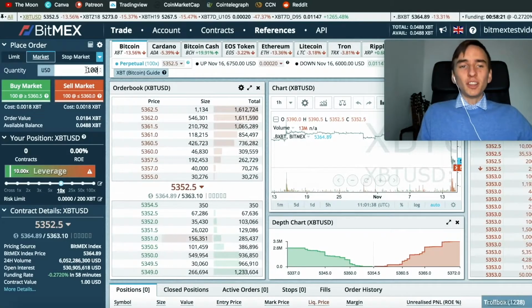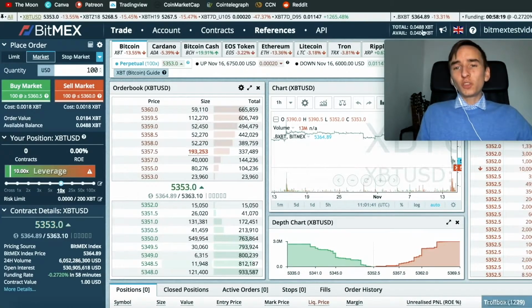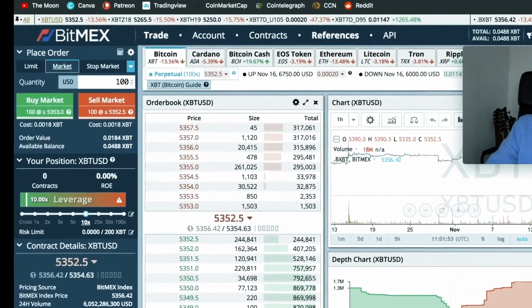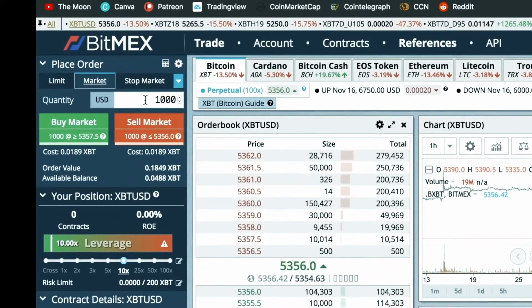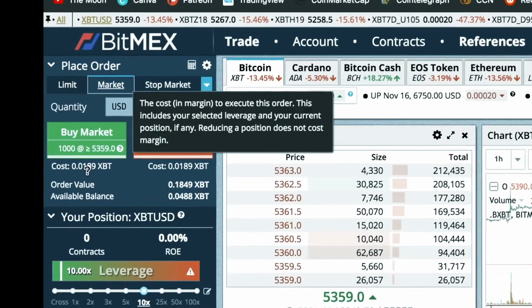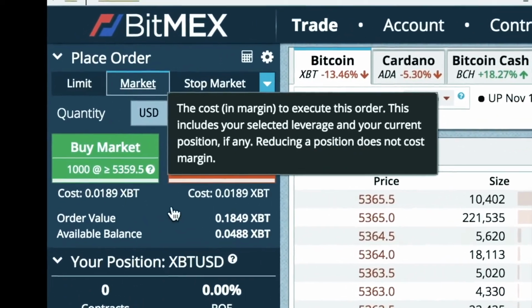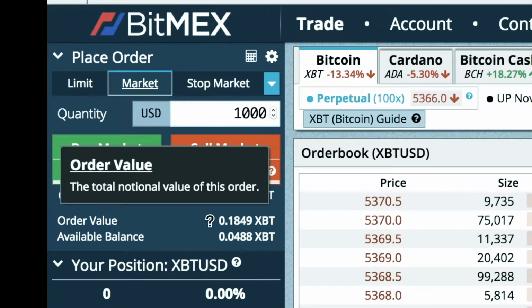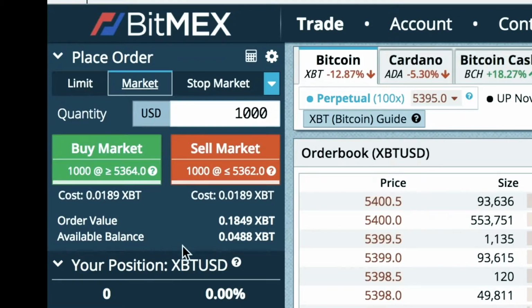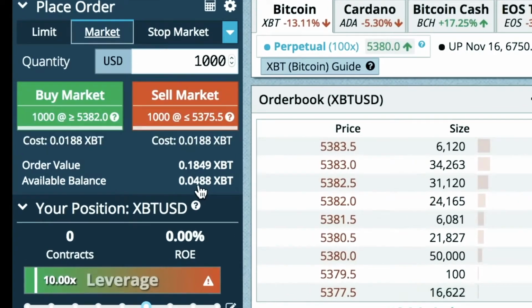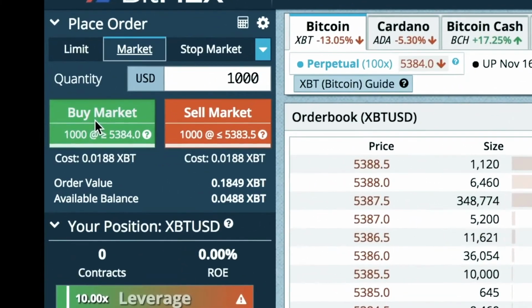Alright, but let's try to put in a long position. Remember, our Bitcoin is worth approximately $260, but thanks to leverage, I can actually do this. I can actually put in a $1,000 worth position, even though my balance is only worth $260. It's going to cost us this much, which is lower than the balance, but we are actually going to be able to control 10 times as much, as you can see here. So $1,000 worth of Bitcoin. And you can clearly see that the order value is way bigger than the available balance. Alright, let's click buy market to see what happens.